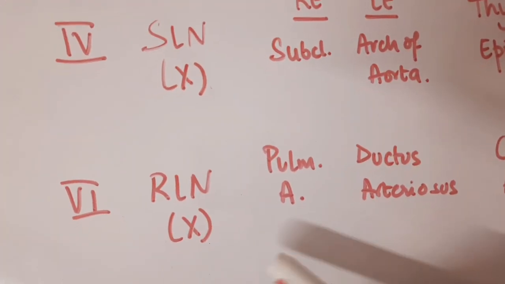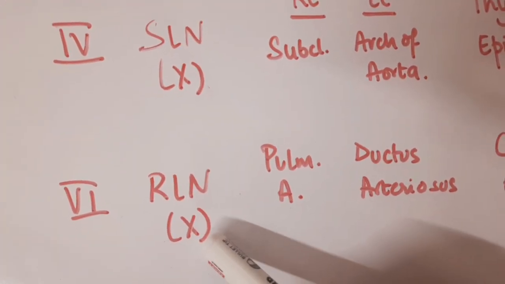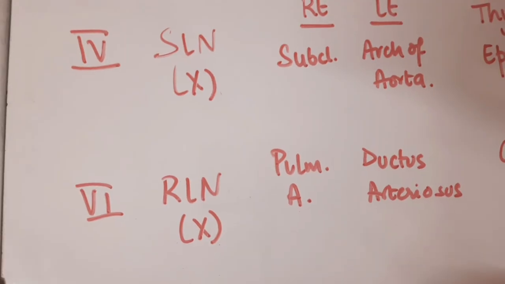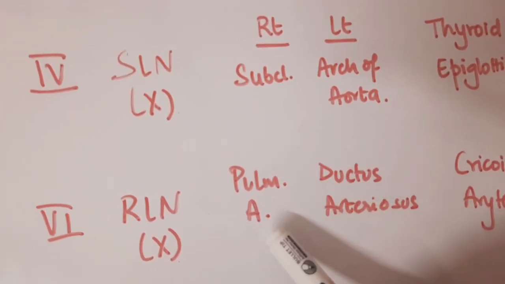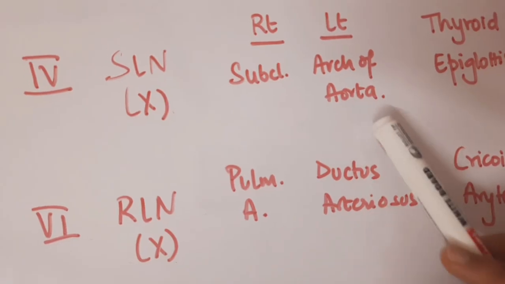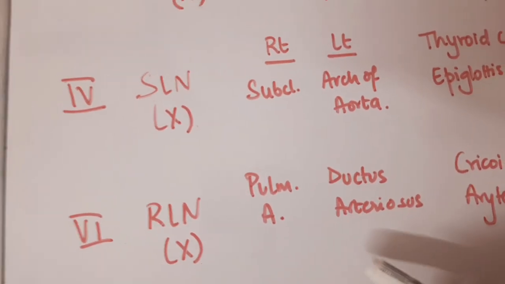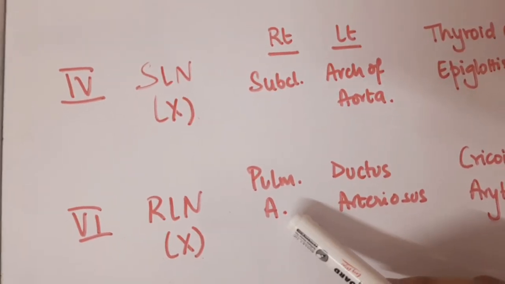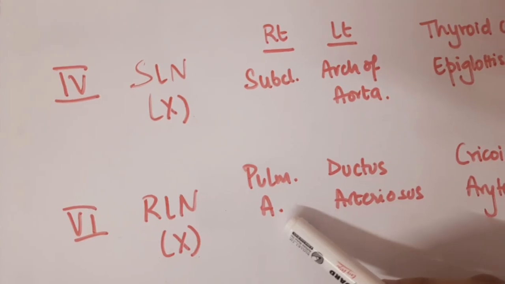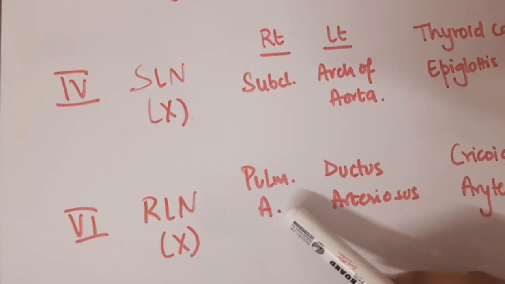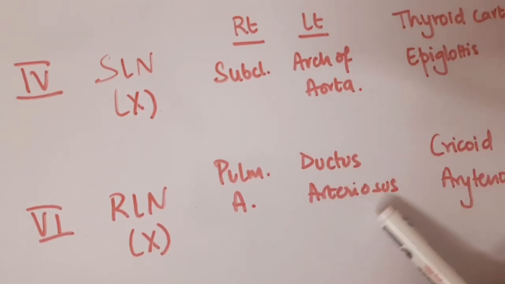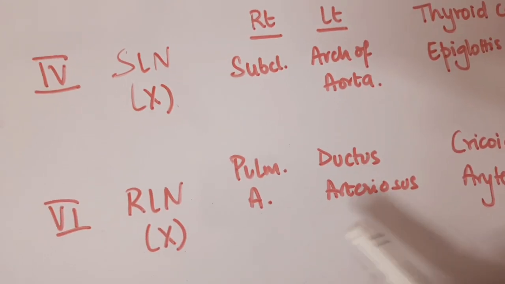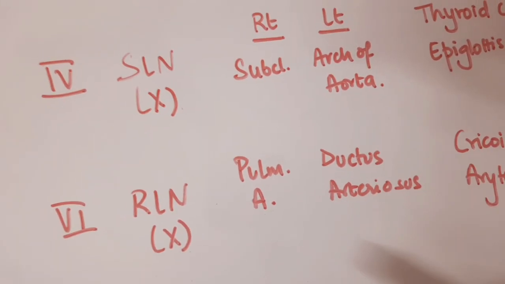Finally, in the sixth arch, we have the recurrent laryngeal nerve, which is again a branch from the vagus nerve. The arteries are the pulmonary artery on the right side and ductus arteriosus on the left side. So the pulmonary arteries, which take blood from the right ventricle into the lungs, come from the sixth arch and on the right side. And then on the left side, we have the ductus arteriosus, which is the connection between the pulmonary artery and the aorta.